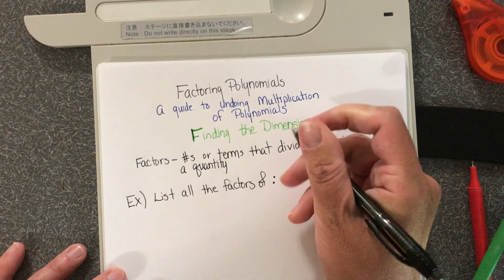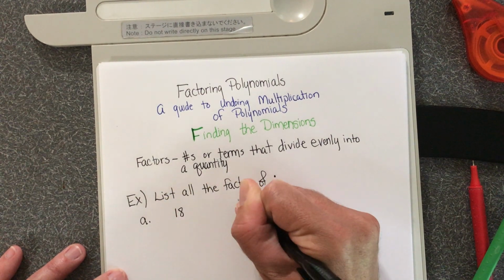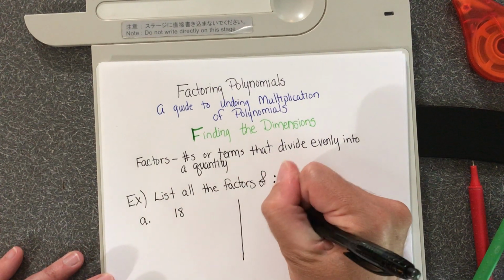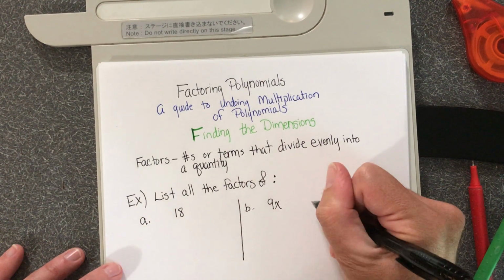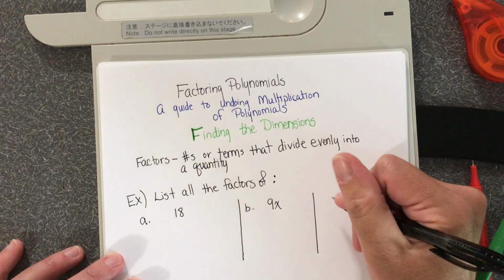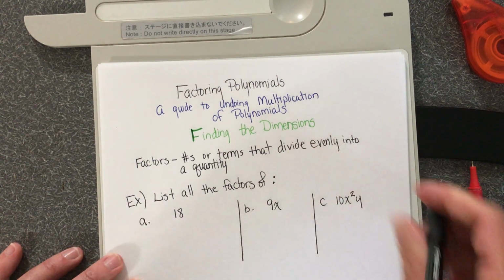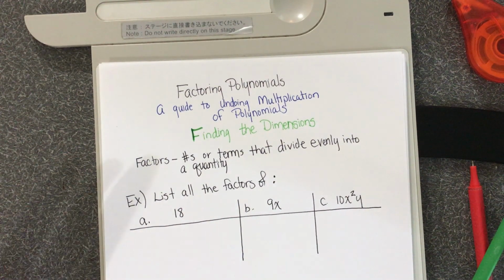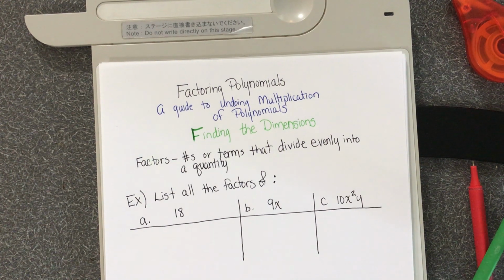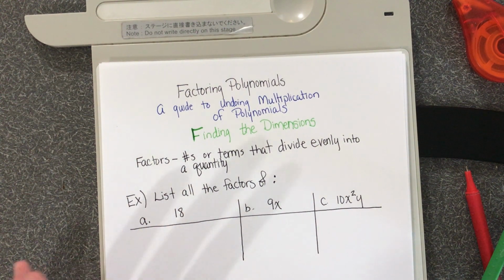So let's look at 3 examples. The first one, 18. The second one is 9x. And then the third one is 10x squared y. So what I do when it comes to factoring is I like to break things down into lowest terms. Like 18, for example. How does 18 break down?